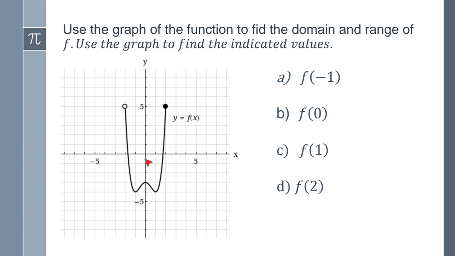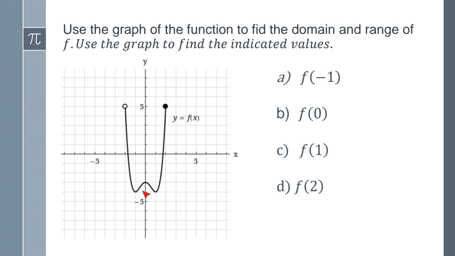So all you have to do is go to the graph, go to where -1 is, and then see where the graph is on the y-axis. So we would go down, and then we would see that at -1, we have, looks like, -4. So the answer for A would be -4.